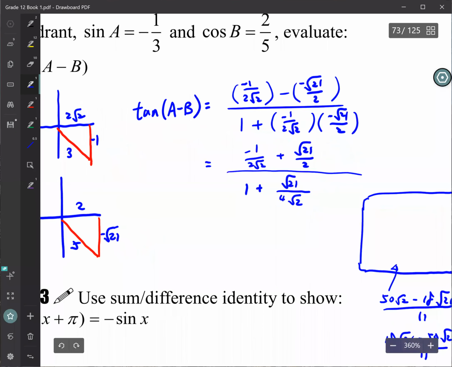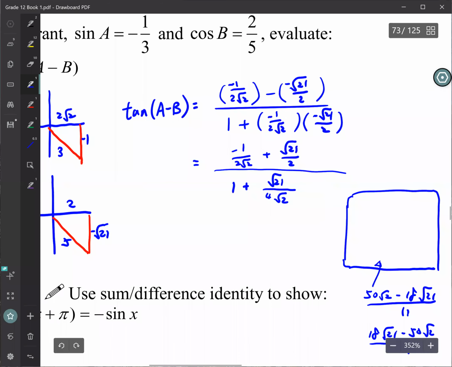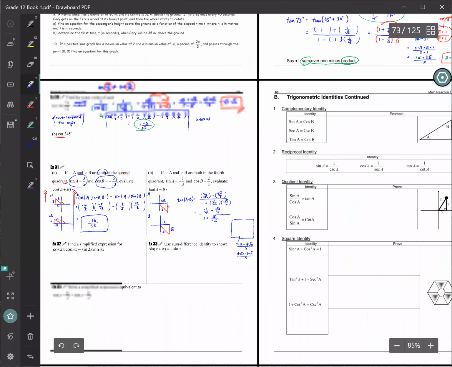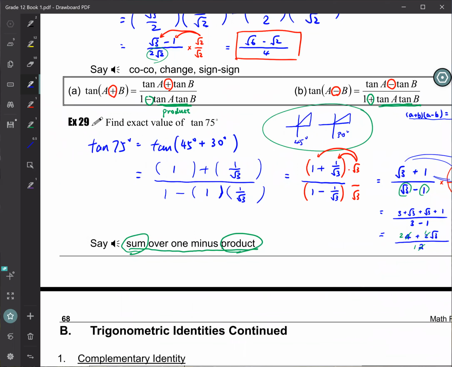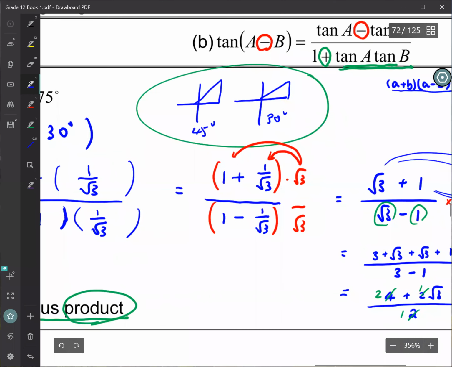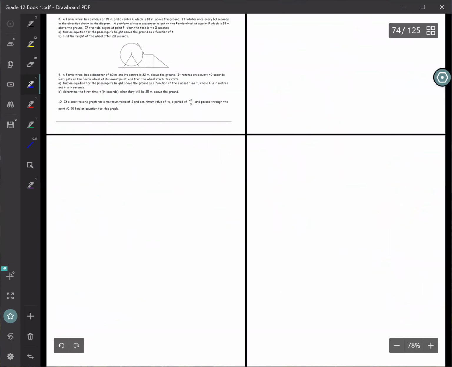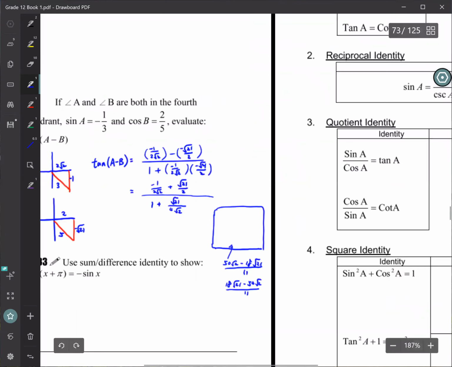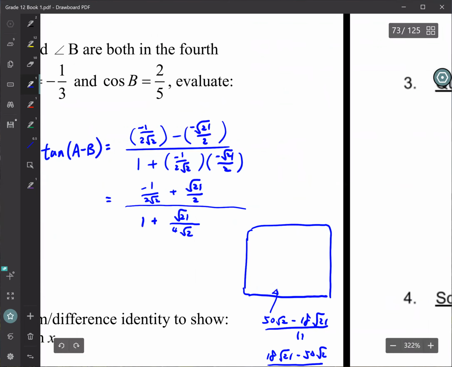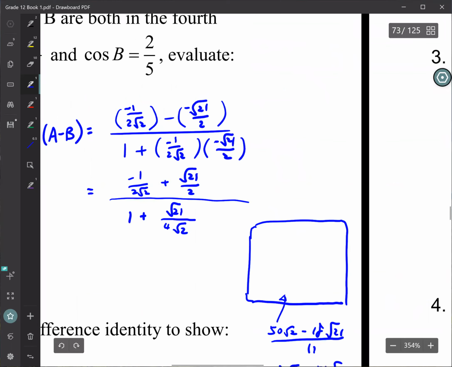Okay, so now to simplify this, looks very confusing, right? To simplify this, remember we can refer back to the way we simplify the one with the tangent. We had an example before, right? If you get a fraction in the top and bottom as well, we can multiply by the common denominator. In that one, we multiplied by root 3. So for this one, we could multiply by 4 root 2, okay?